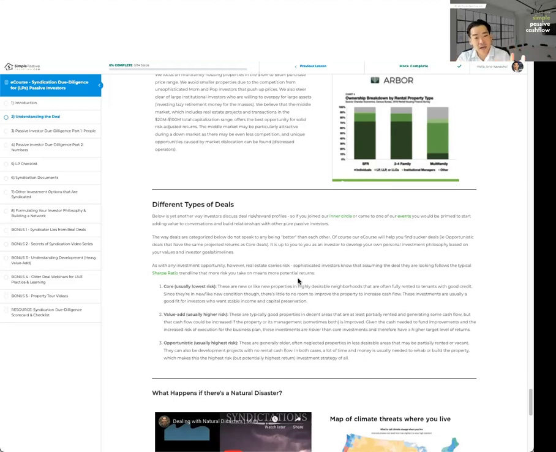For example, I like the core type of deals, right? These are the lower risk... I'm not saying I do, I actually don't. I like the more value added, opportunistic deals personally. But core deals are the lower risk deals. These are new properties in highly desirable areas. Part of the idea here is you're not getting as many things to do, less value add opportunities, less movement for this thing to go. They're typically good for investors who want stable income and capital preservation.